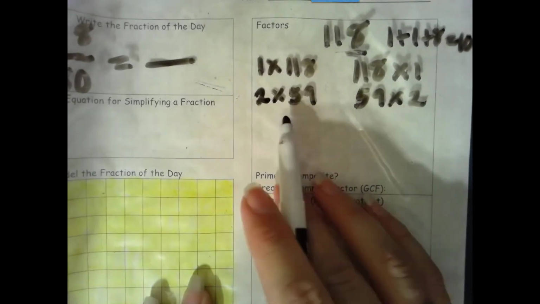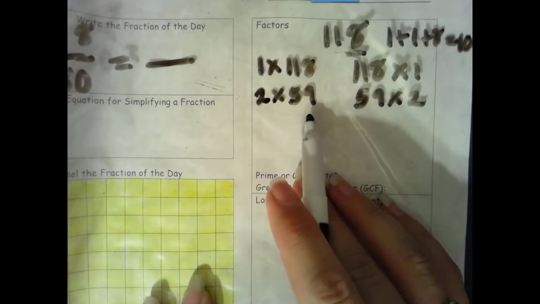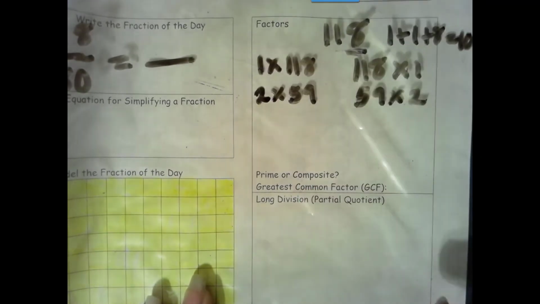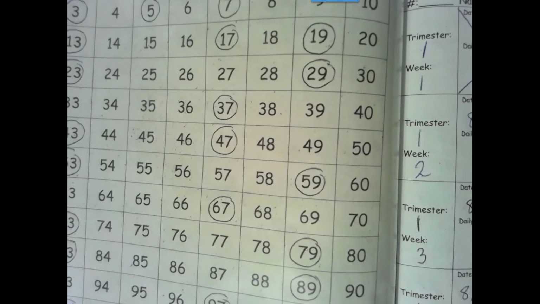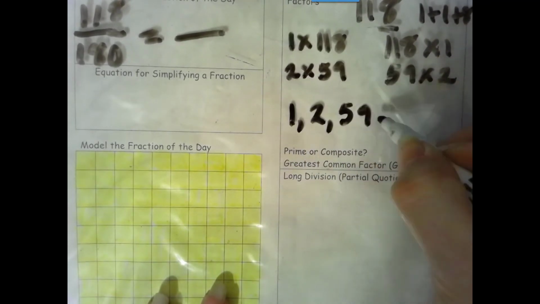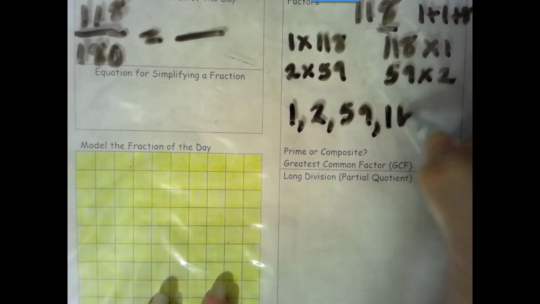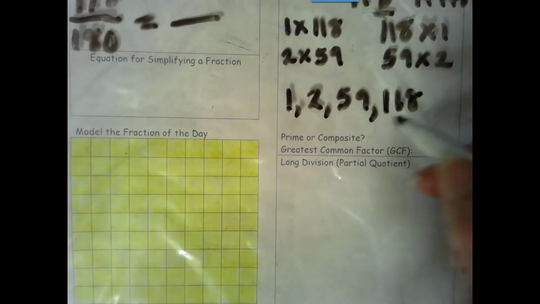I'm going to check and see if 59 may be prime, because we've gone in order, and if our second factor is prime, we're done. So let's check on our prime number sieve, and yes, 59 is prime, so we are done. Let's go ahead and list our factors from least to greatest. Okay, so we have 4 factors. That means we have more than 2 factors, and it is composite.